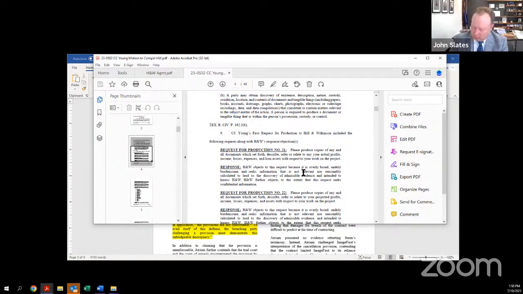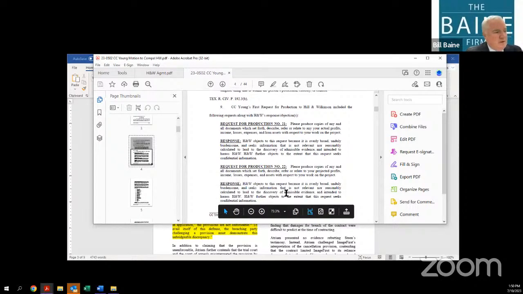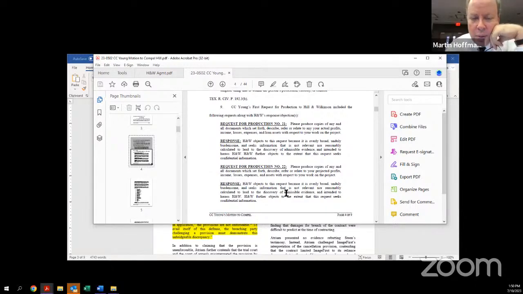Okay. For number 22, what is the difference between 21 and 22? They're the same. One is the projected at the beginning of the project versus the actual expense. 22 is sustained. The objection is sustained. What's the next one?